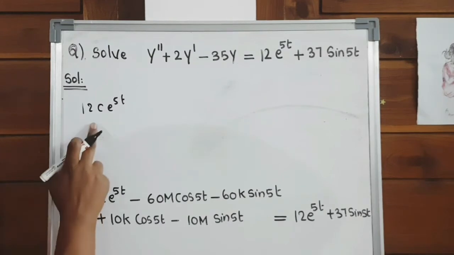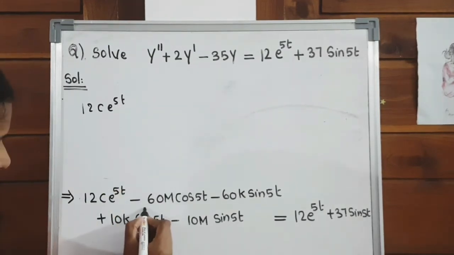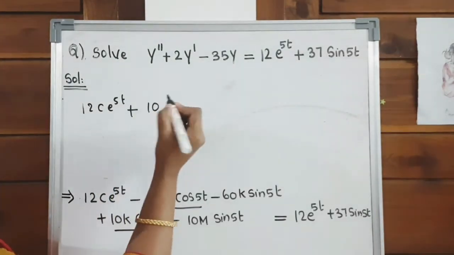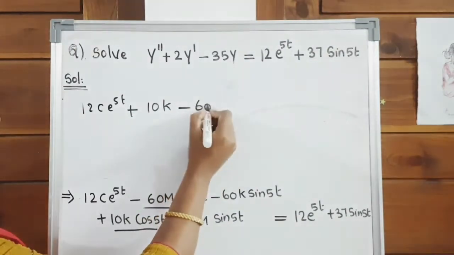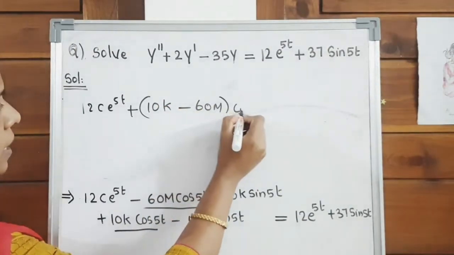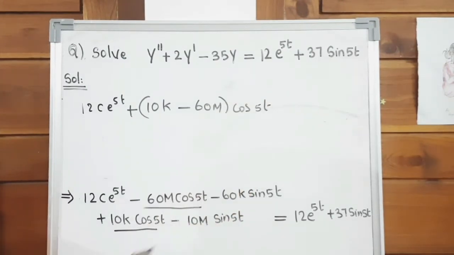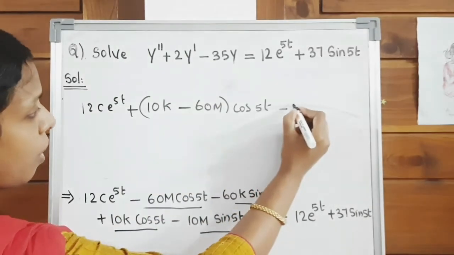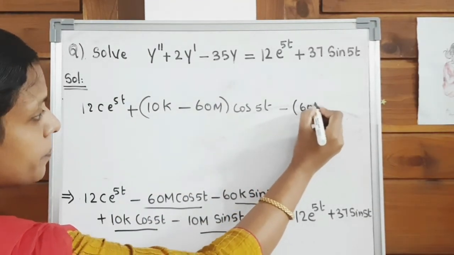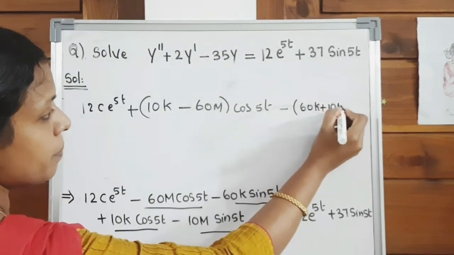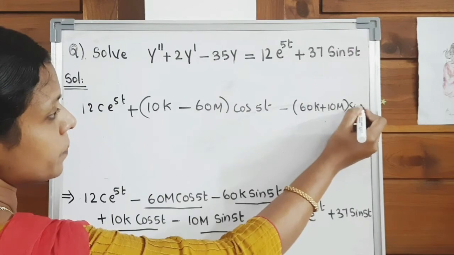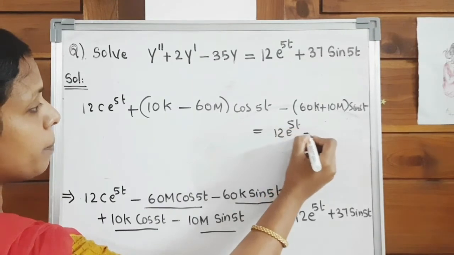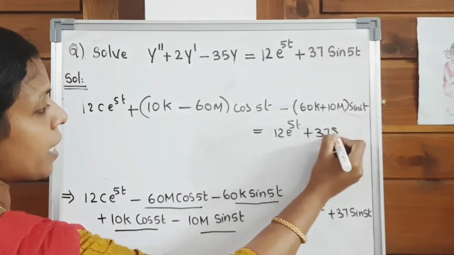From this, we write 12c e raised to 5t, then take cos 5t from this. We write plus (10k minus 60m) cos 5t, and from this, we take sin 5t outside. We get negative of (60k plus 10m) sin 5t. That is equal to 12 e raised to 5t plus 37 sin 5t.